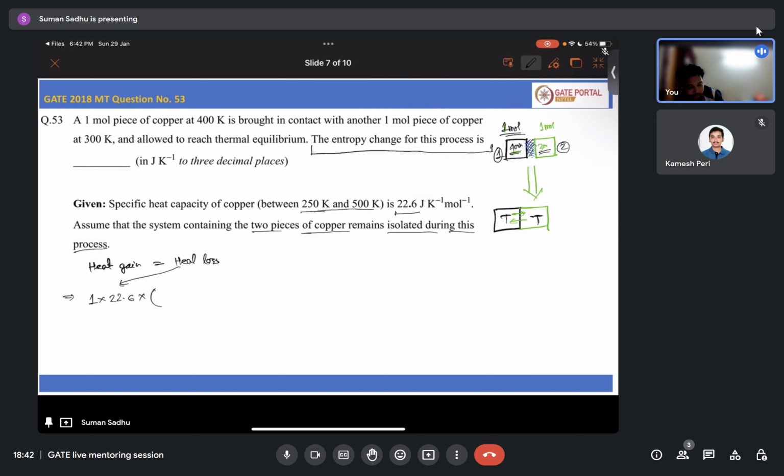So heat loss from this block will be 400 minus T. Similarly, heat gain for this block will be 1 into 22.6 into, sorry, T minus 300, because it is heat gain. If you calculate this, T will be how much? 350, right? T equilibrium. So now both of your blocks are at 350 Kelvin.